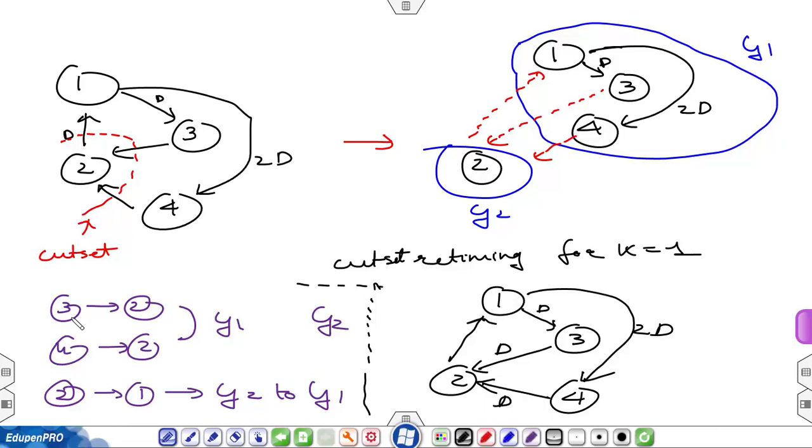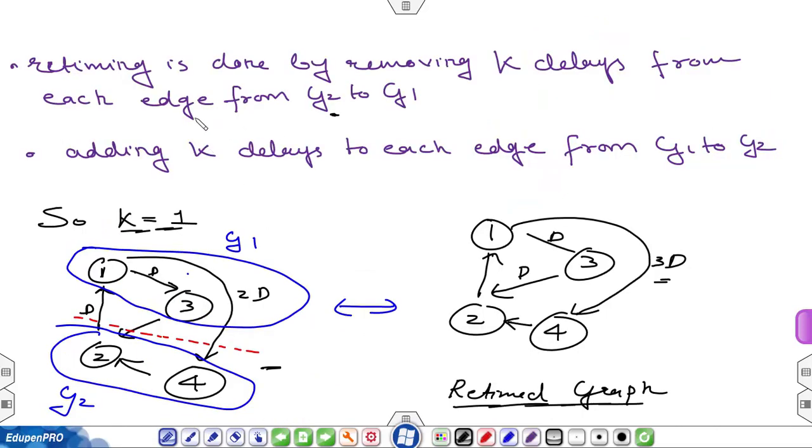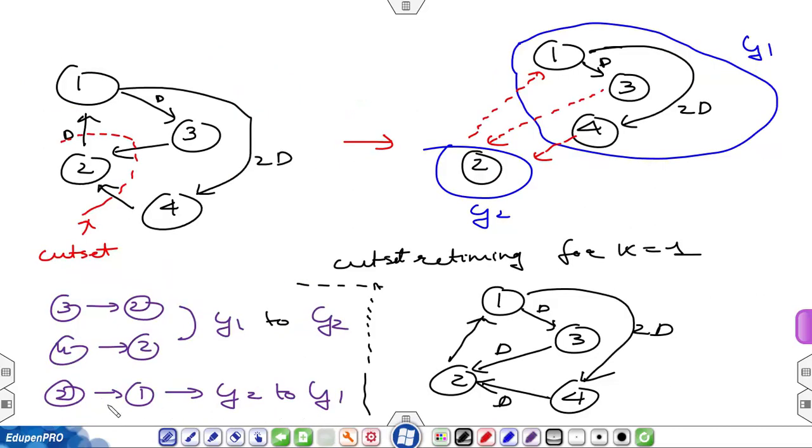So the edges from 3 to 2 and 4 to 2 are connecting G1 to G2, and the edge from 2 to 1 is connecting G2 to G1. So you have to do the same thing. You have to remove k delay elements from each edge from G2 to G1, so from this edge, 2 to 1, and then you have to add k delay elements to these edges, that is 3 to 2 and 4 to 2. The edge 2 to 1 has one delay element.